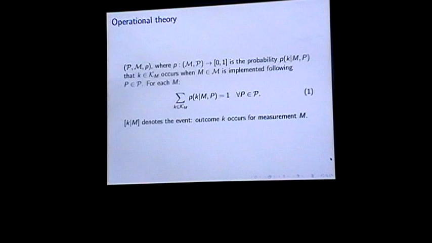So this is what you typically do in a laboratory. You would do measurements on some preparations, and the distributions are assumed to be normalized. The notation here is that k given m denotes the measurement event where outcome k occurs for the measurement m. So this is an operational theory.